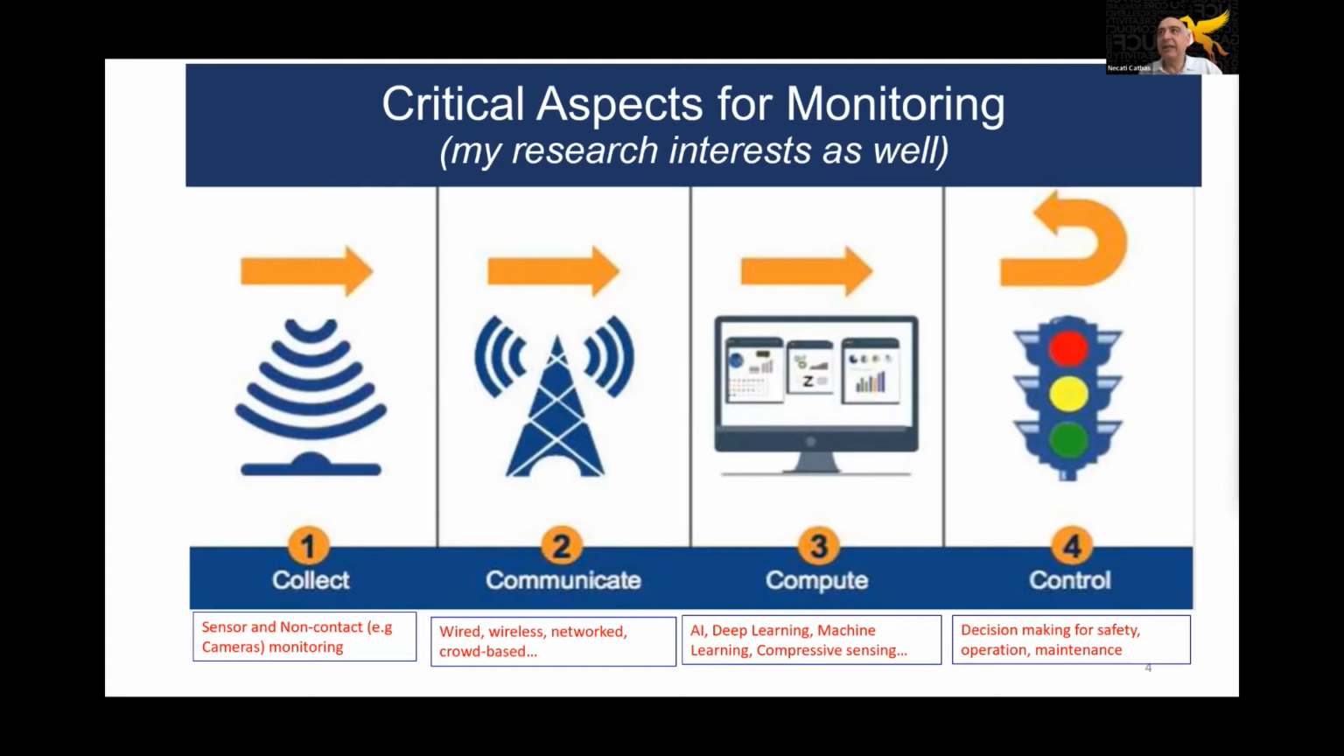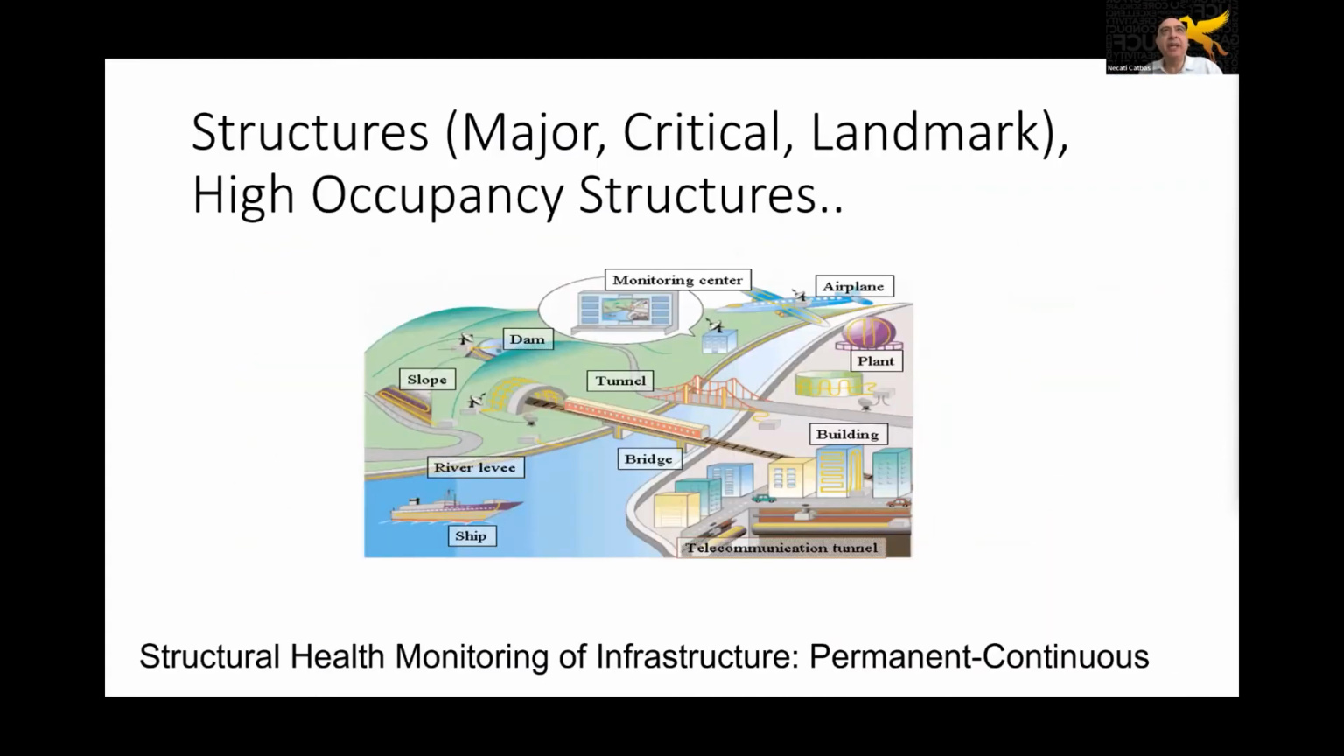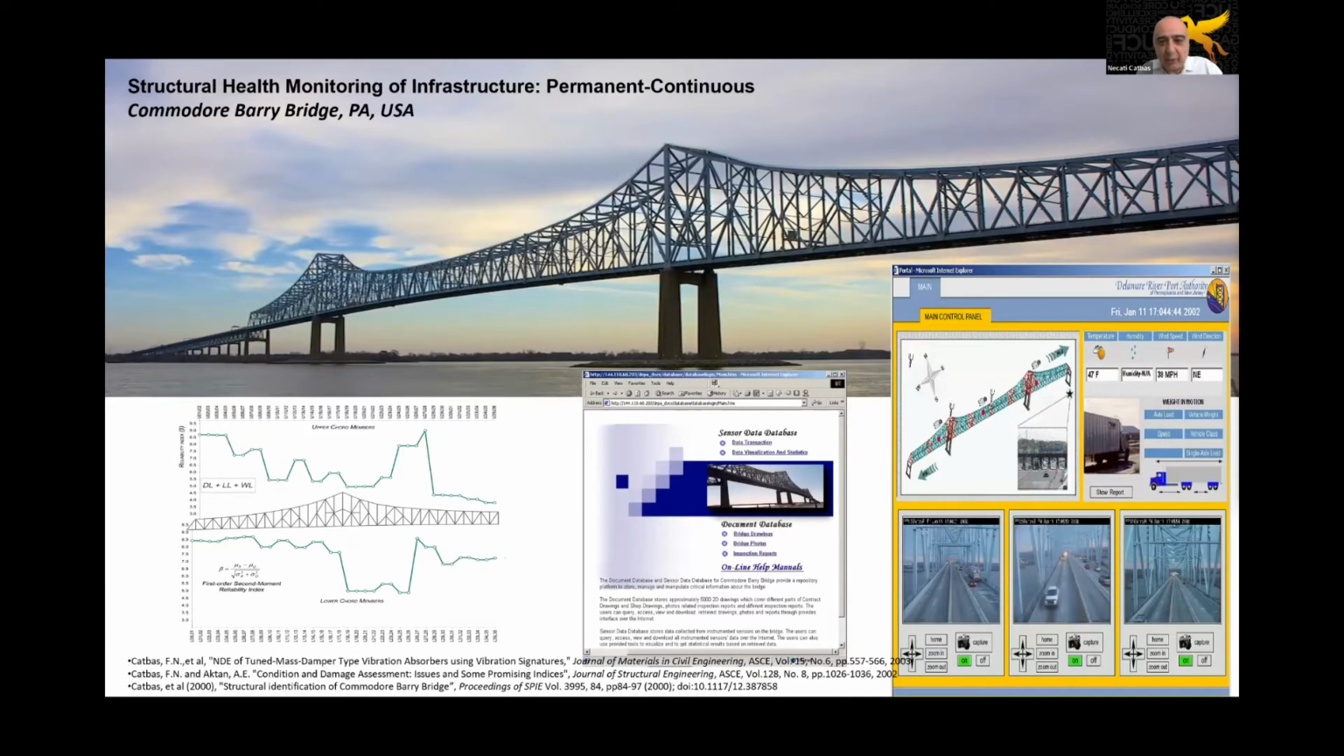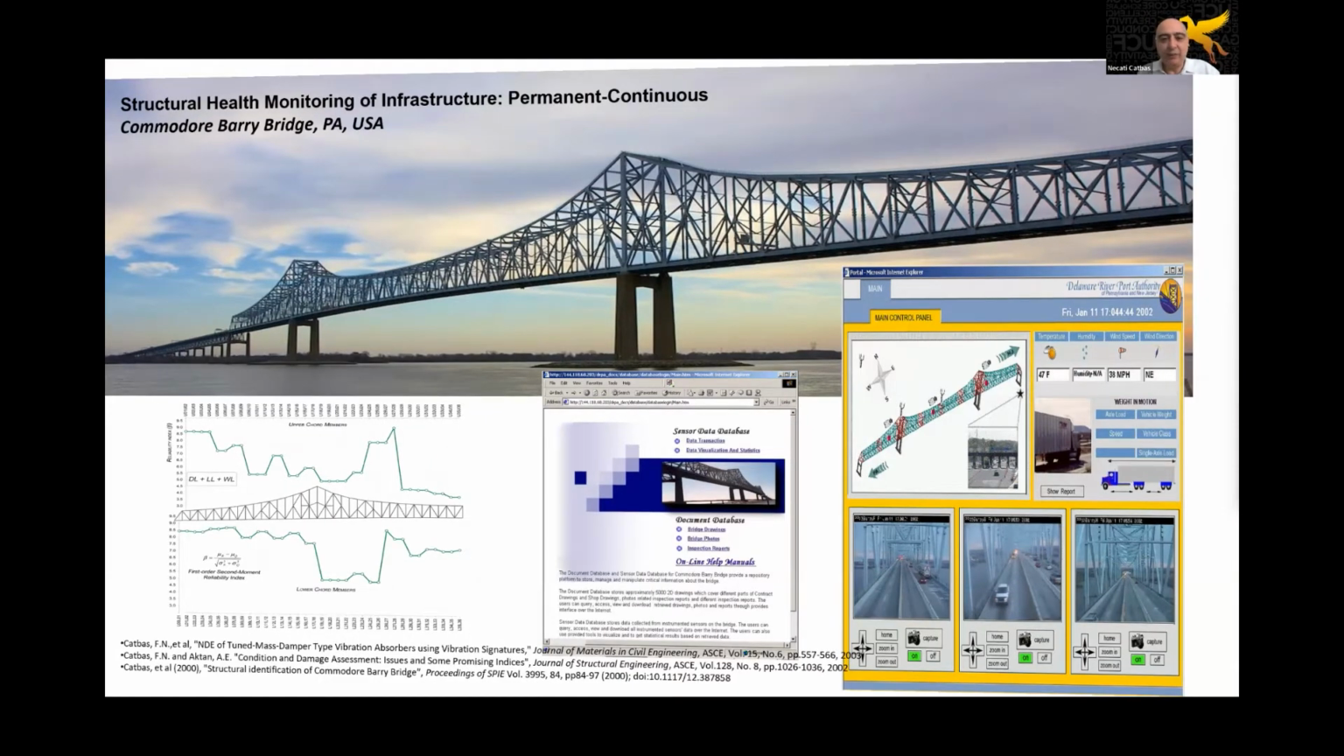So now I would like to start with structures that are major, that are critical, landmark or high occupancy structures. Those structures deserve permanent and continuous monitoring. And I'm going to give examples of these type of structures right now. The first one is the one that I worked on almost 20 years ago, and you can see the monitoring screen here from 2002, where cameras or machine learning or deep learning didn't exist. We created a very unique monitoring system at that time because this is a very unique structure, historic and landmark structure, Commodore Barry Bridge near Philadelphia.